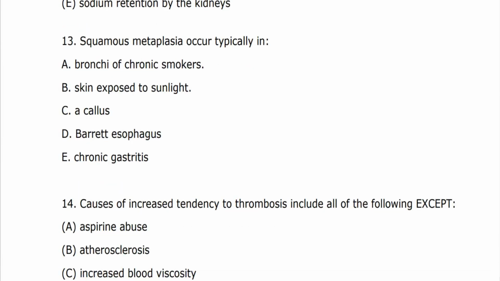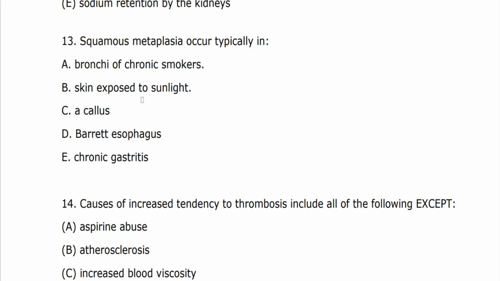Squamous metaplasia occurs typically in which of the following? Bronchi of chronic smokers. This should be straightforward in the sense that in the respiratory tract you have the respiratory epithelium, which is a pseudostratified ciliated columnar epithelium. In chronic smokers, this can transform to squamous cells, so that would be squamous metaplasia. Skin exposed to sunlight can undergo a lot of dysplastic change. However, the skin already has squamous epithelium, so even though it's going to still be dysplastic, squamous is not actually a metaplasia.